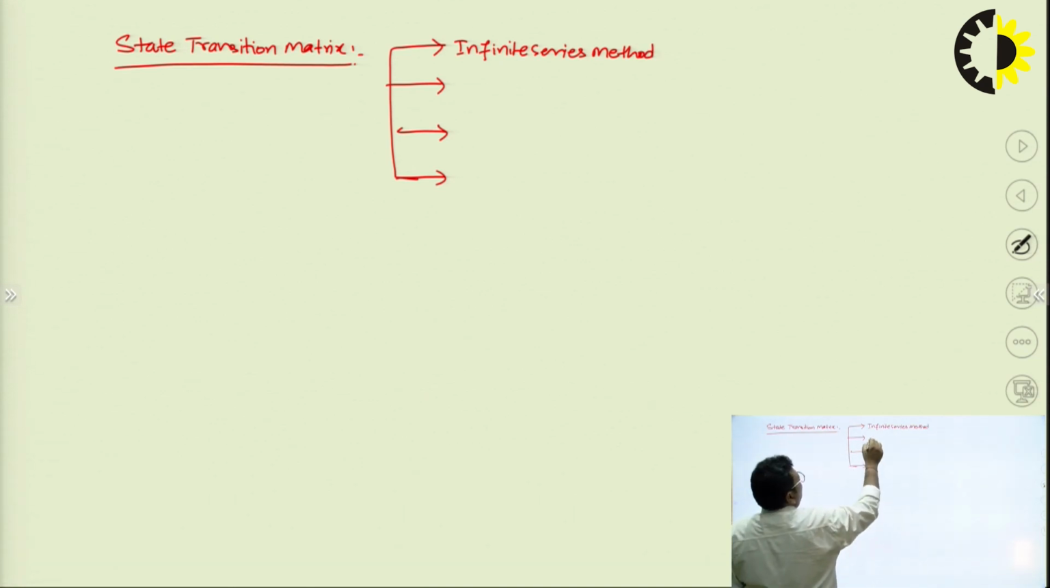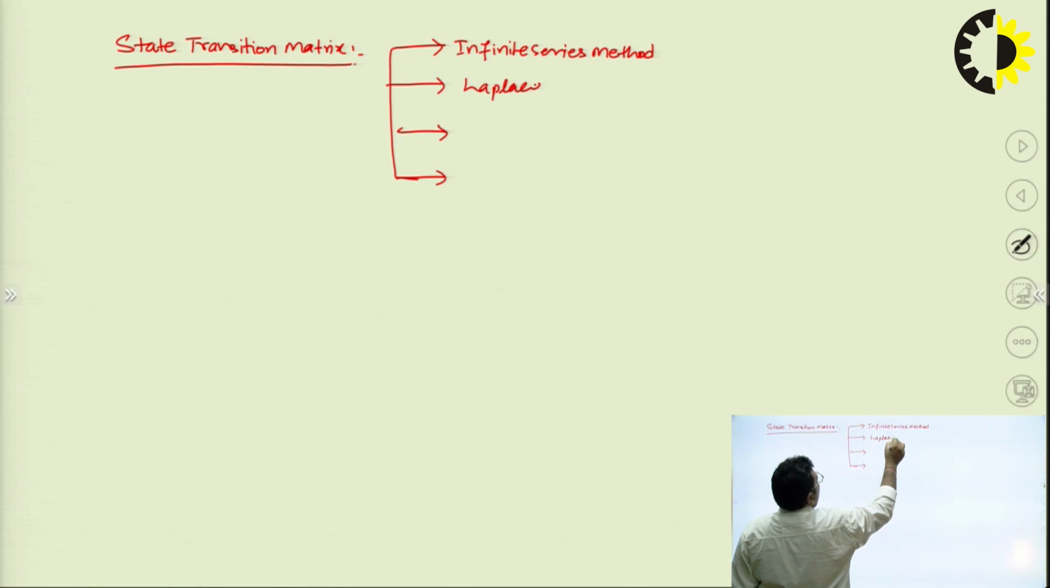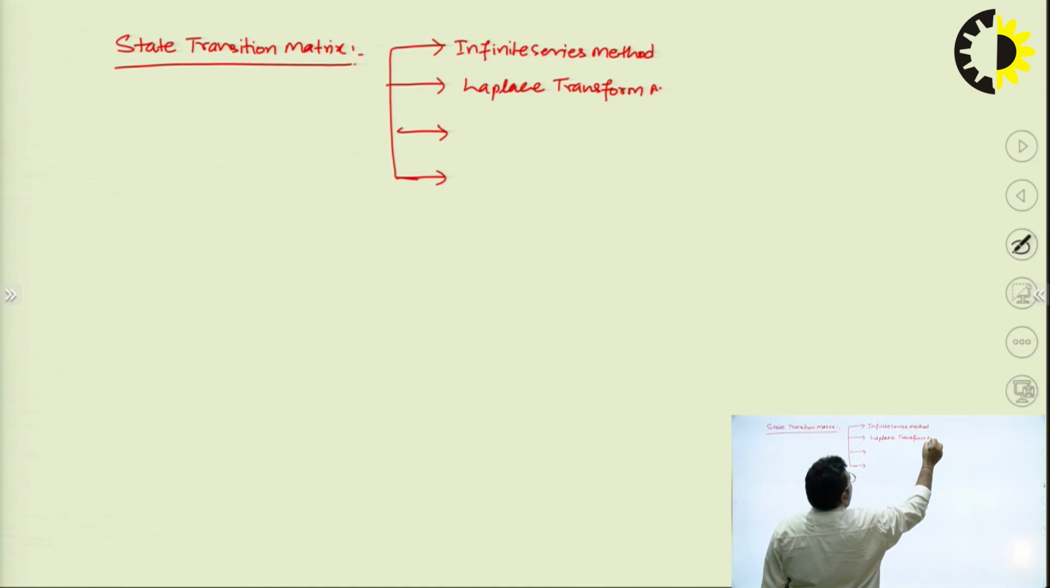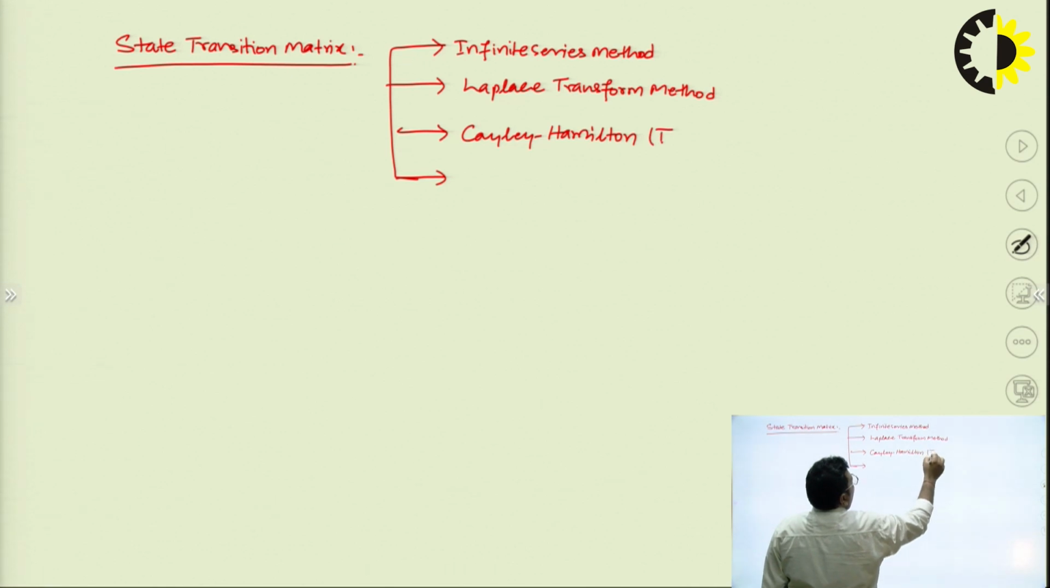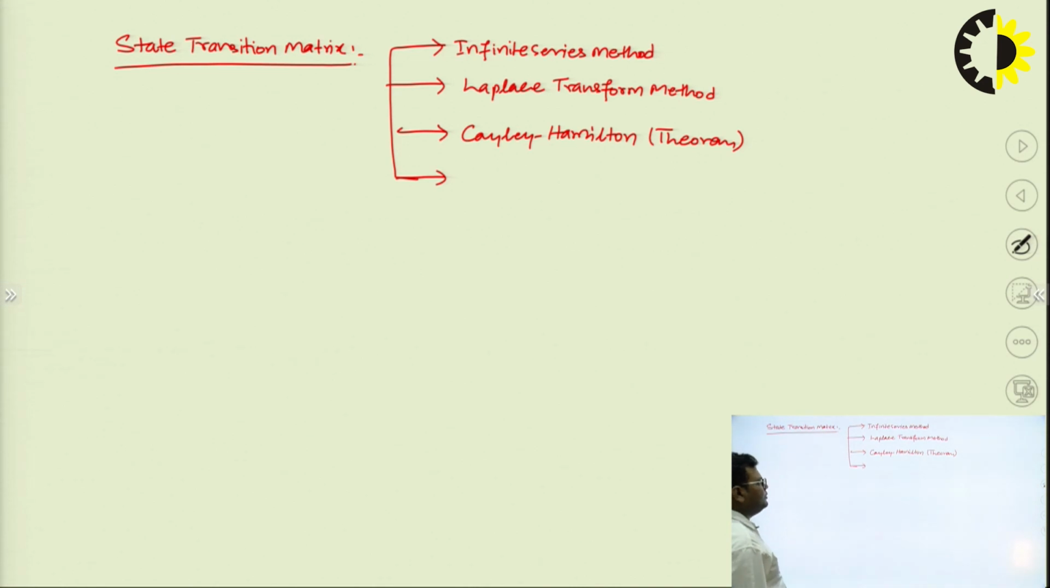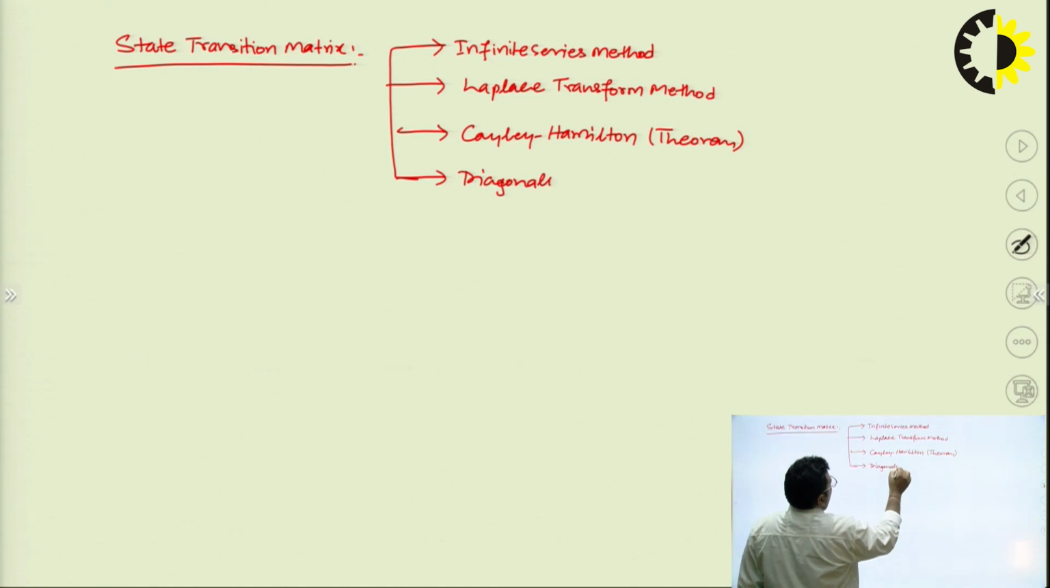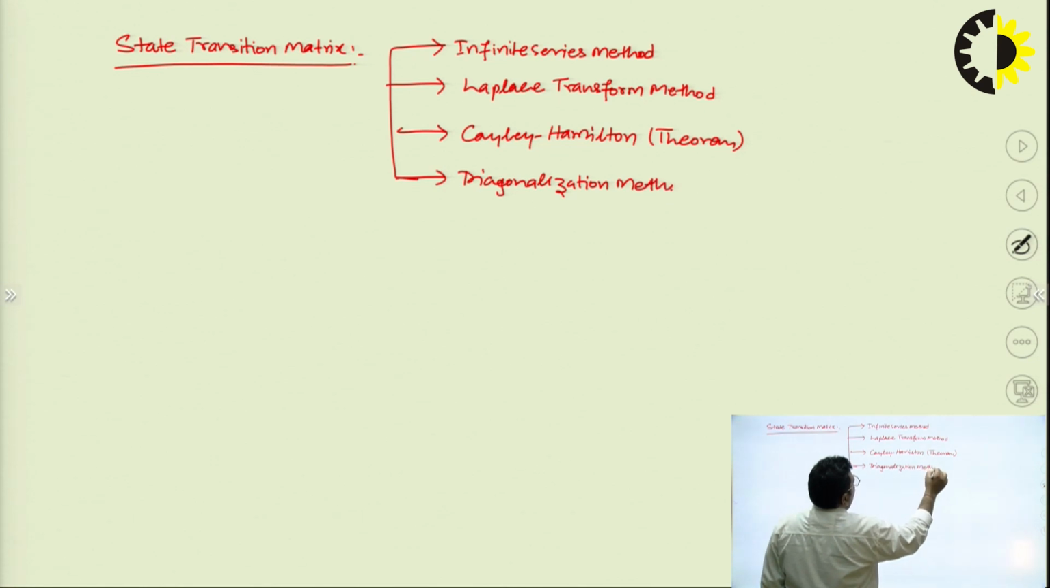Second is the Laplace transform method. Next is the Cayley-Hamilton theorem. By using the Cayley-Hamilton theorem we can find the state transition matrix. And the last method is the diagonalization method. So in this lecture we will see how we can find the STM using this diagonalization method.